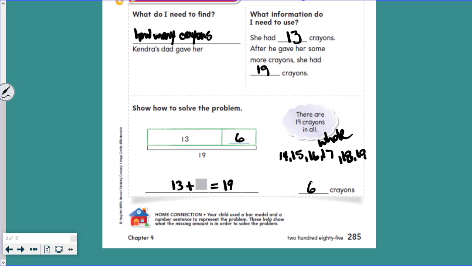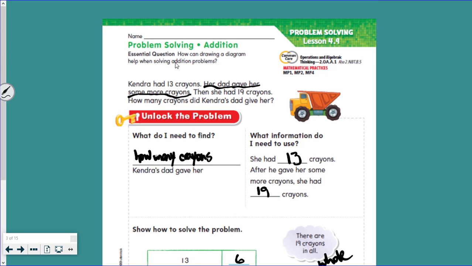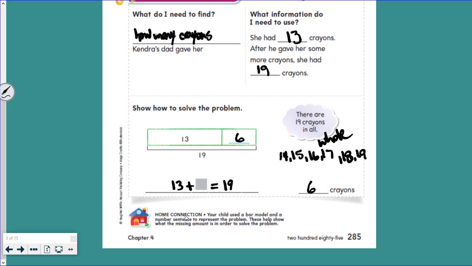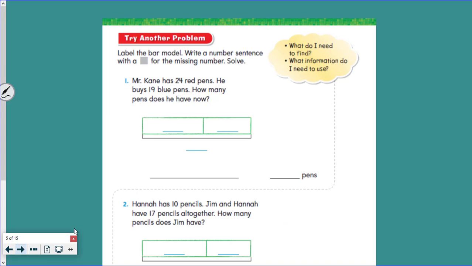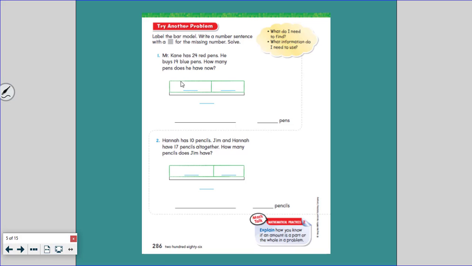Okay, so we just did it. Let's go back to the top. This essential question, how can drawing a diagram help when solving addition problems? That's what we just did right here with this diagram. Let's go to our next page. We are on page 286. Let's solve some more problems together.